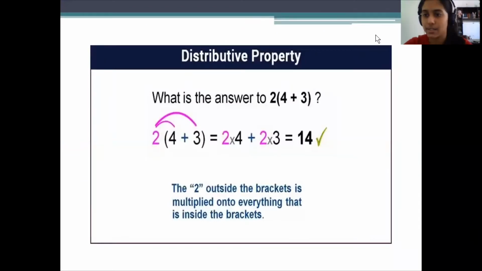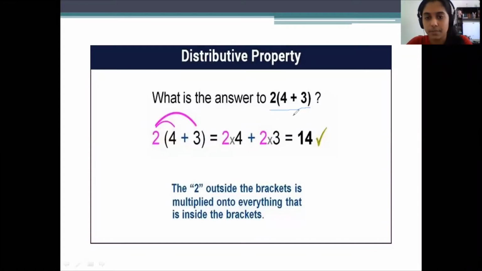So what is distributive property? Let's take an example. If you see over here we have a question: what is the answer to 2 bracket 4 plus 3? So how can we solve this? Sometimes people might say 4 plus 3 is equal to 7, and 2 into 7 is 14. This is one method.